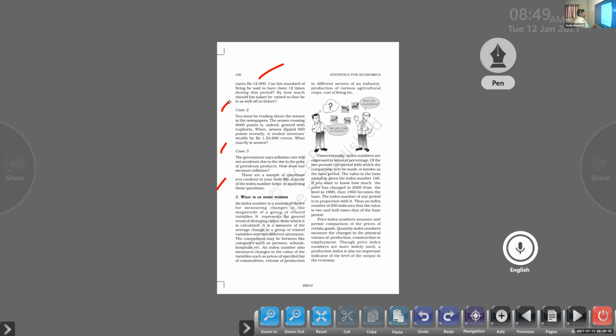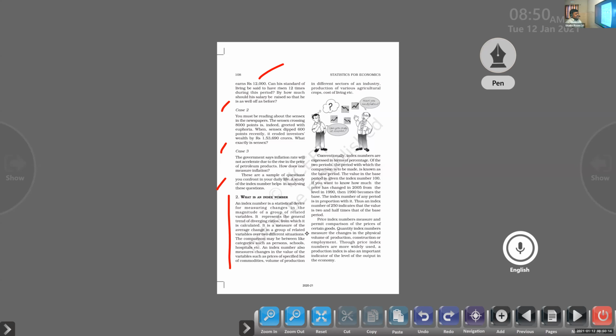Okay, so first of all, underline this. What is an index number? An index number is a statistical device for measuring changes in the magnitude of a group of related variables. It represents the general trend of diverging ratios, moving in different directions, from which it is calculated. It is a measure of the average change in a group of related variables over two different situations. Underline up to here. So that's the answer for the question.